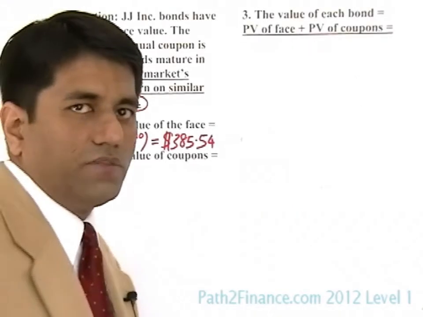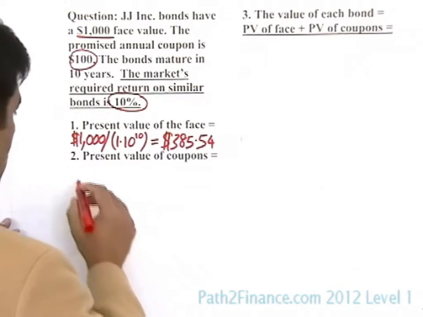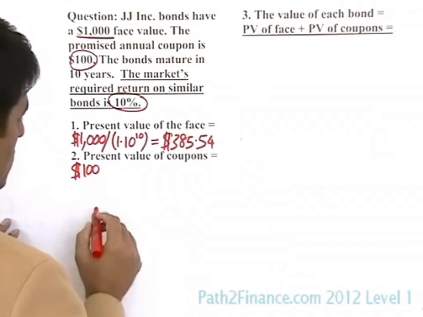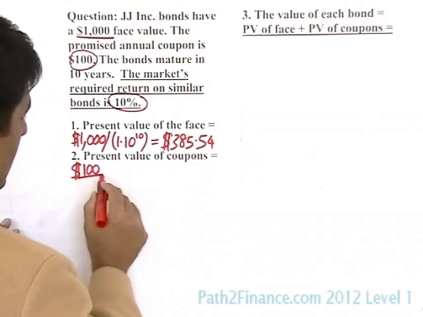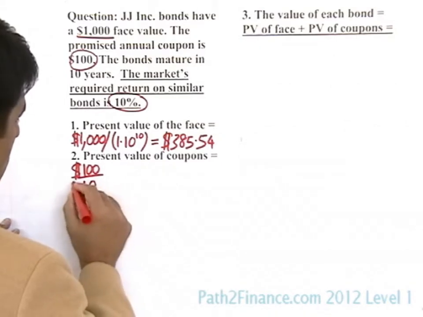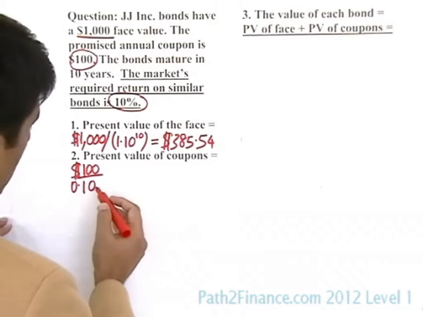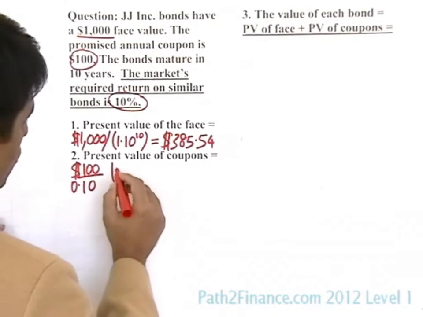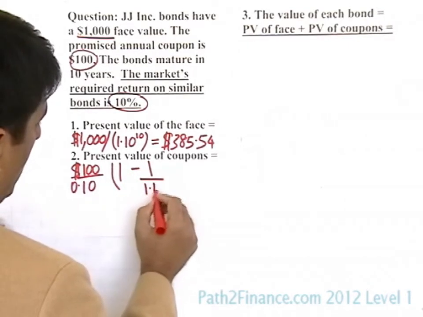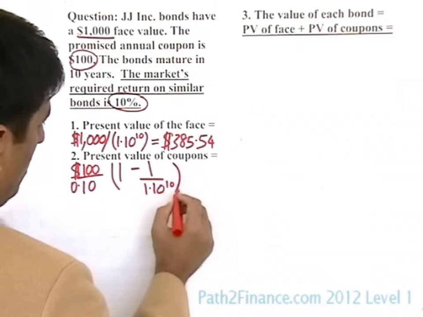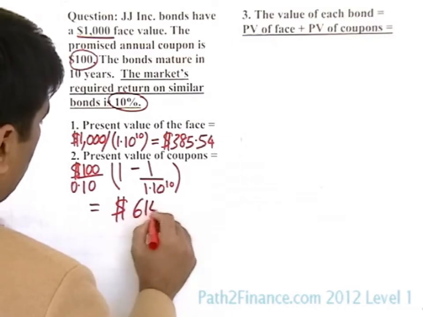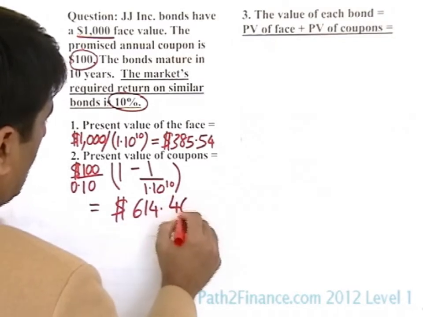The present value of the coupons is found from the annuity formula. So that will be $100 coupons divided by 0.10, which is the rate of discount, into 1 minus 1.10 to the power 10, and that turns out to be $614.46.